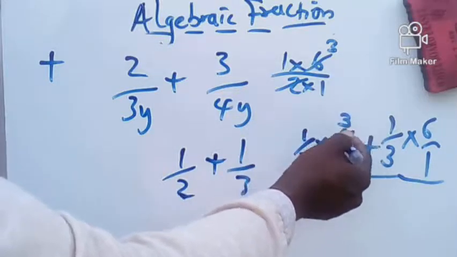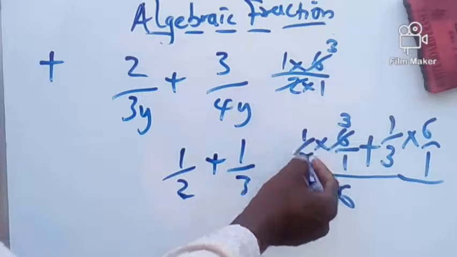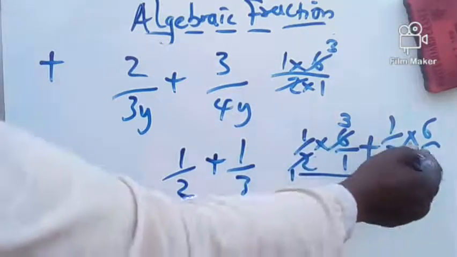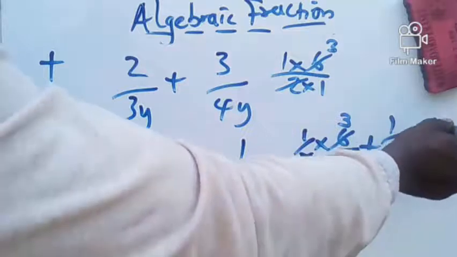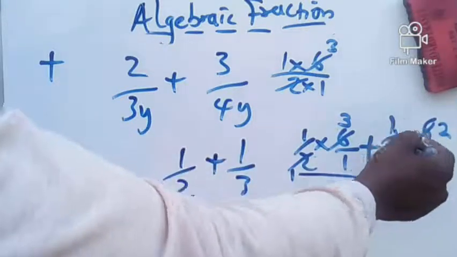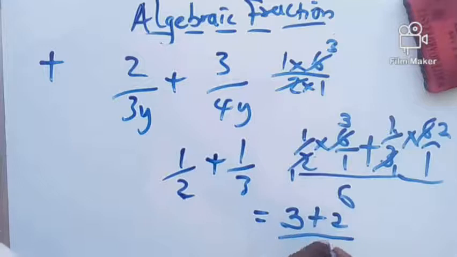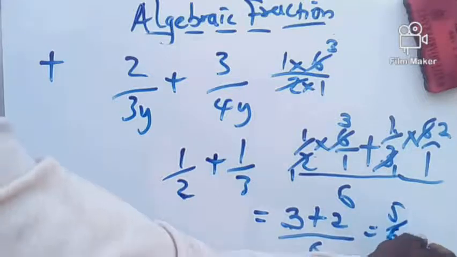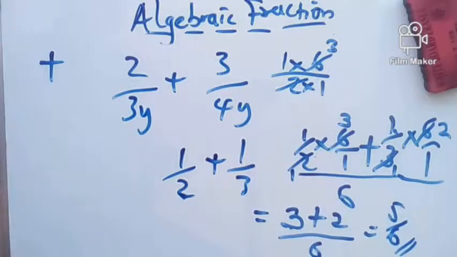So what I have here is 3 multiplied by 1, and 3 times 1 is 3. We bring down the addition sign. Then what can go into this? 3 into 3 is 1, and 3 into 6 you have 2. 2 multiplied by 1 is 2 over 1. So when you evaluate that, you have 3 plus 2, which is 5 over 6. So that is how to simplify a given fraction.